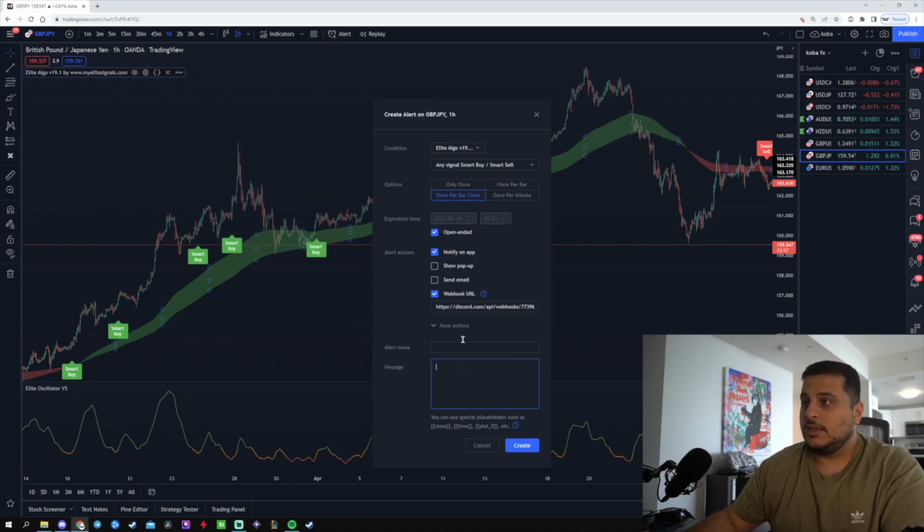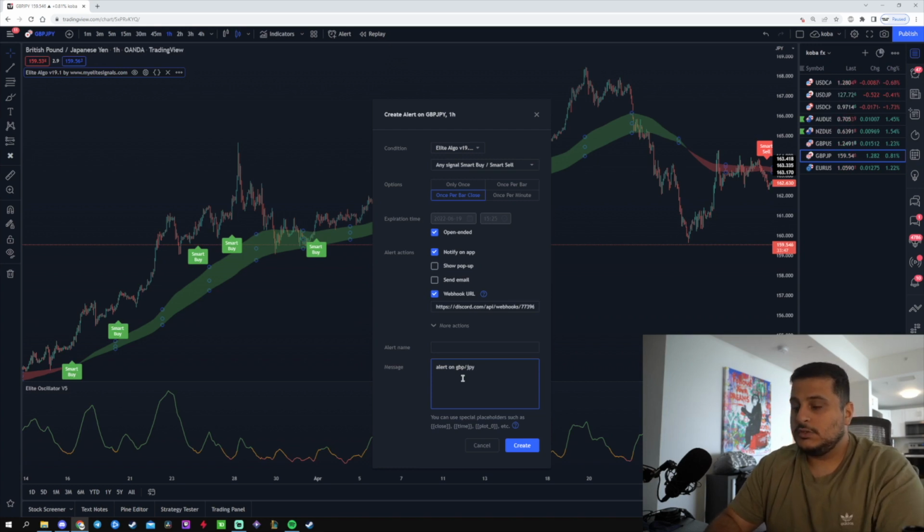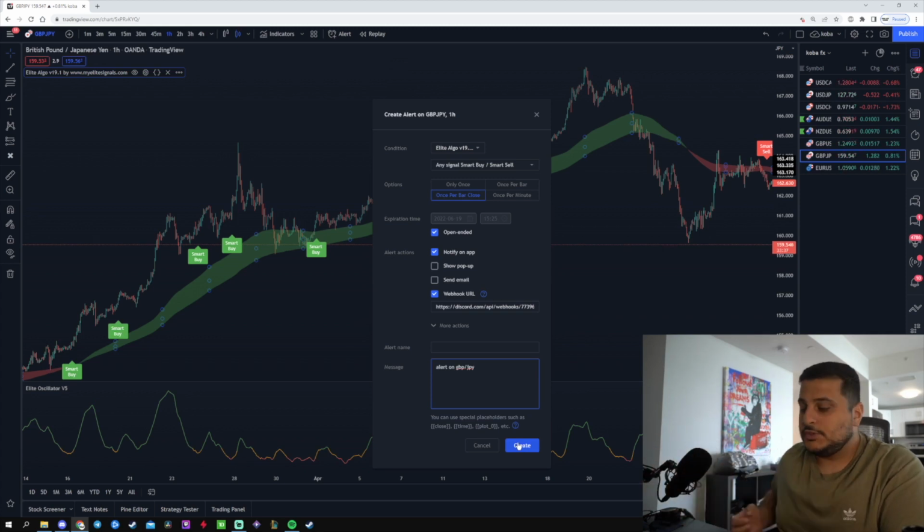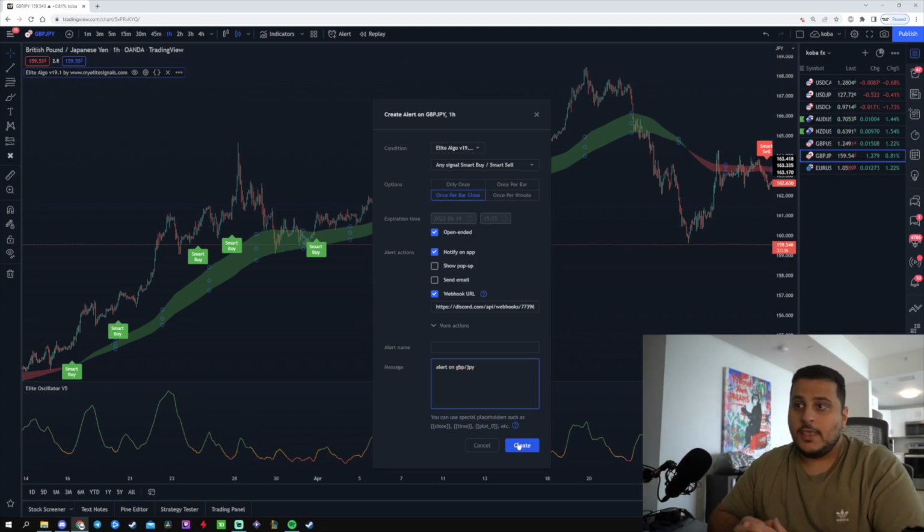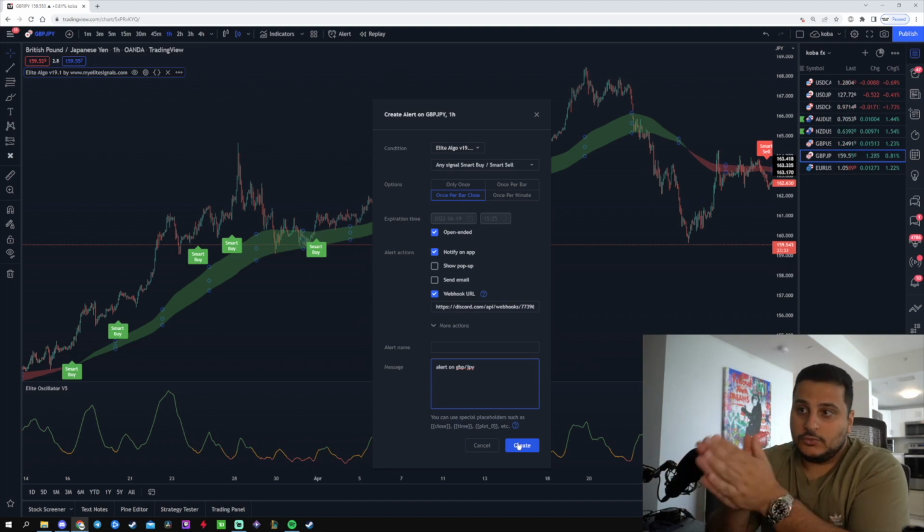So if I'm sending it for this specific chart, I would go alert on GBP JPY, something like this. Very, very simple, guys. Then you just hit create, and then once it creates, every single time that there's a signal on that chart, it's going to alert your phone. Just go ahead and grab your phone, take a look at the chart, do all my conditions and all the rules apply to this trade? If yes, take that trade.